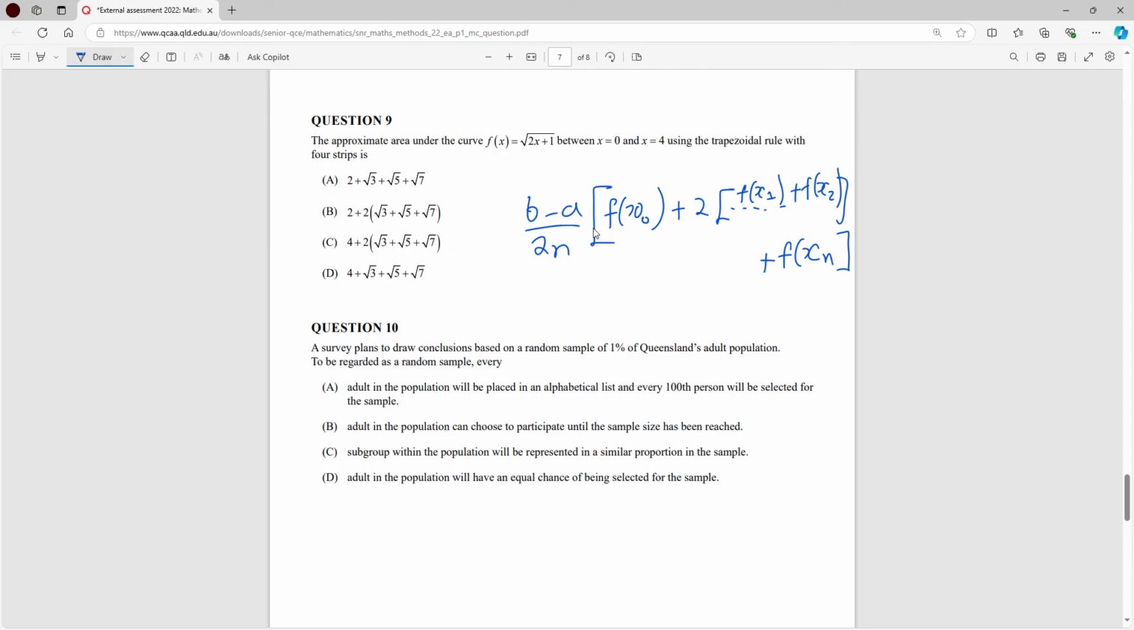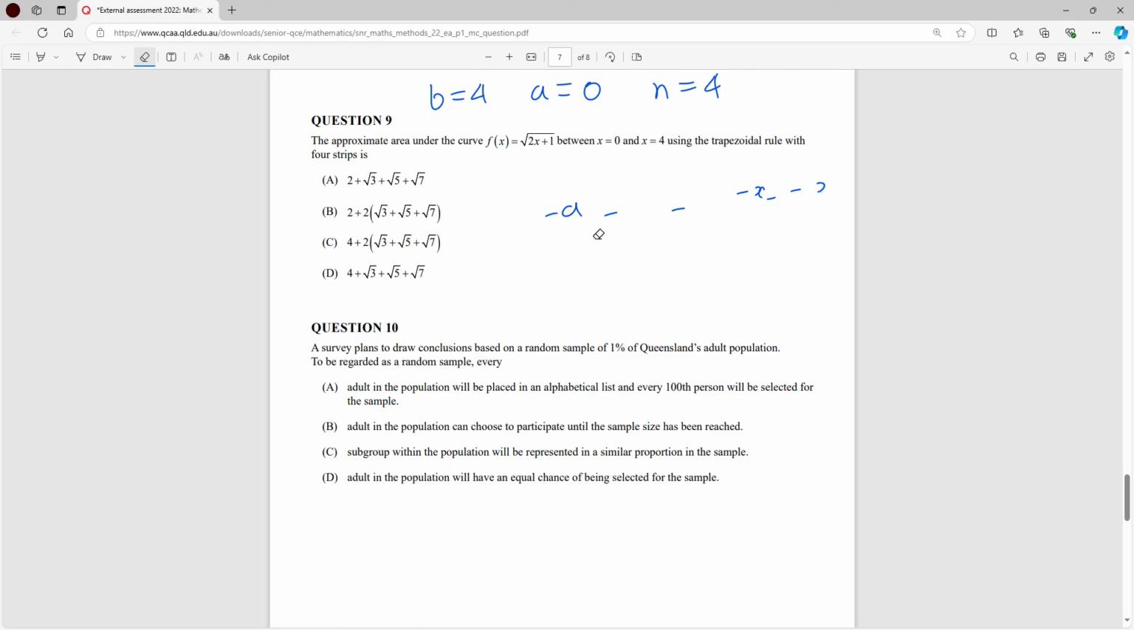Okay. So here, my bounds. My b is 4, and my a is 0, and my n is 4 because that's the number of strips. Now, I've got to break the number line into 4 strips. So here I've got a number line, and I want to break it into 4 strips. So I've got 0 and 4. If I want to break it into 4, I'll just go 4 divided by 4. So I have 1. So that'd be 1, 2, and 3.